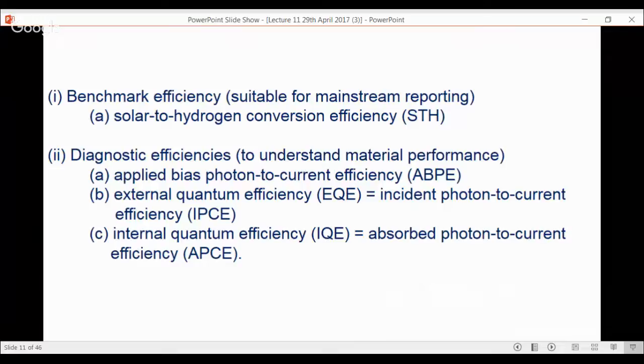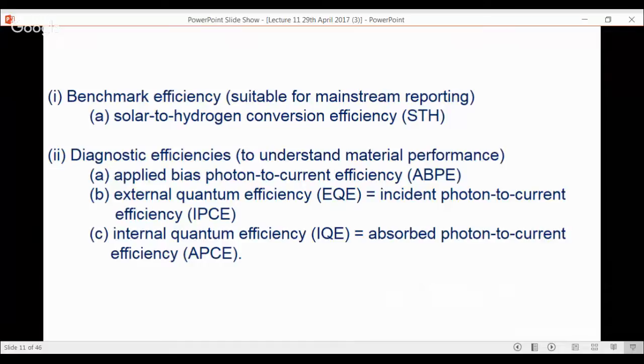So benchmark efficiency, that is what she is asking, to compare one material to another material to another material. The efficiency of one material for water decomposition to the efficiency of another material. So solar to hydrogen conversion efficiency. This is normally denoted as STH, solar to hydrogen conversion. Okay, this is the benchmark efficiency of any given material for photocatalytic decomposition of water or photoelectrochemical decomposition of water.